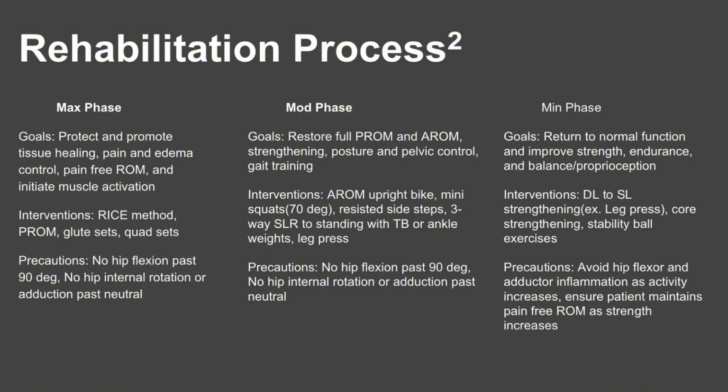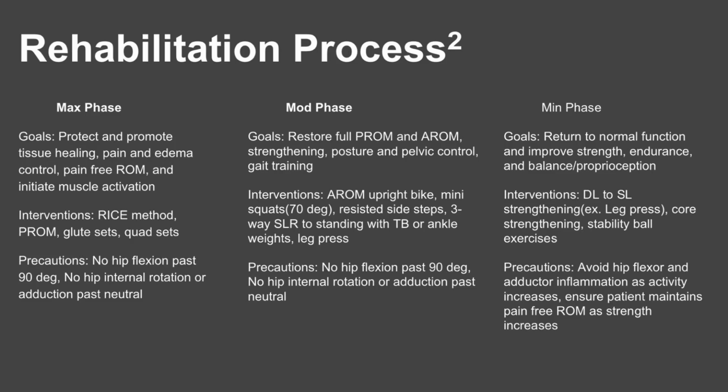The precautions for this phase will be that we still don't want any hip flexion past 90 degrees and no hip internal rotation or adduction past neutral as well. And during the minimum phase, some of those goals include returning to normal function and also to improve strength and endurance and balance as well as proprioception.